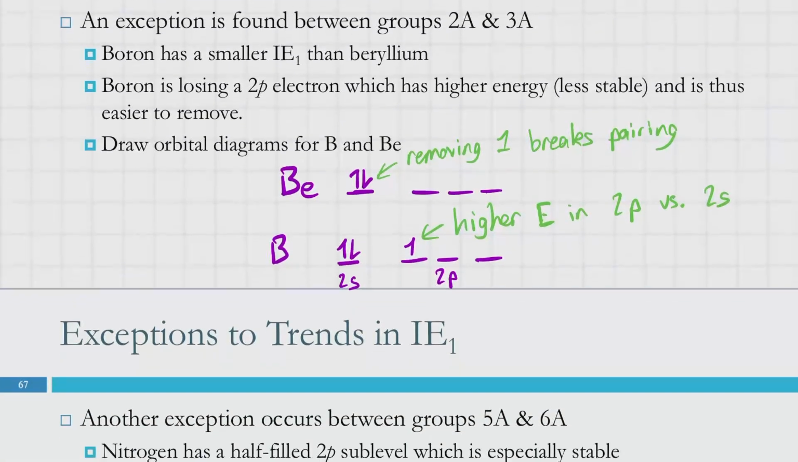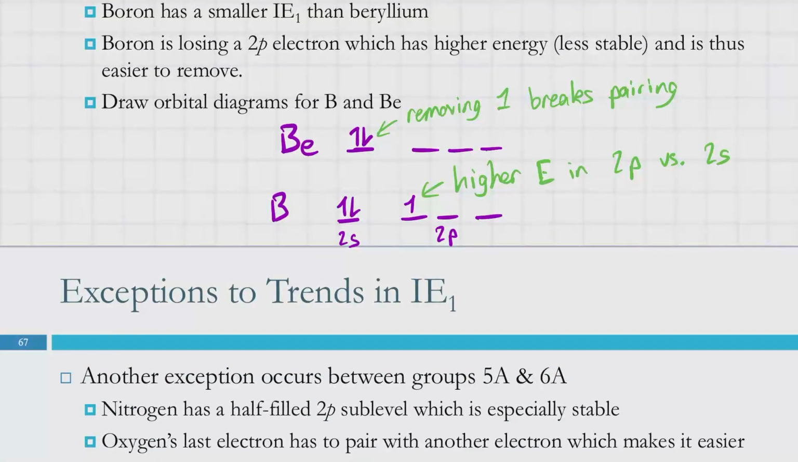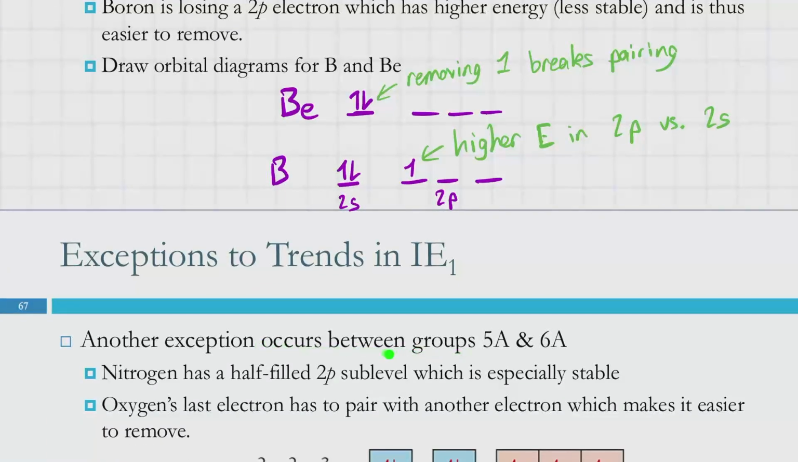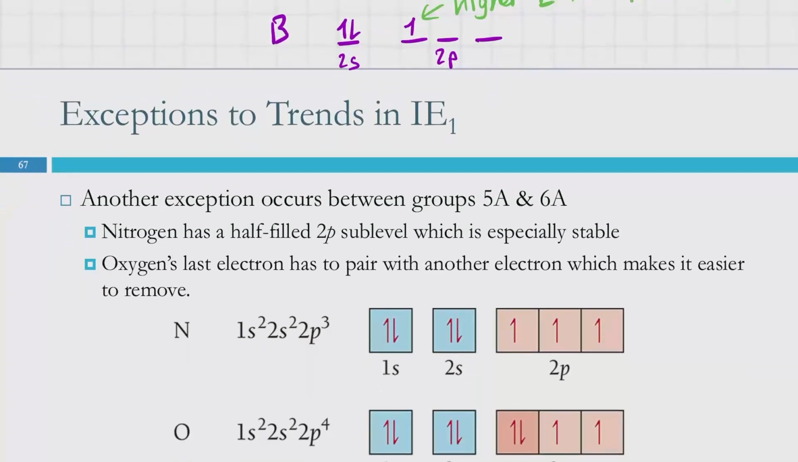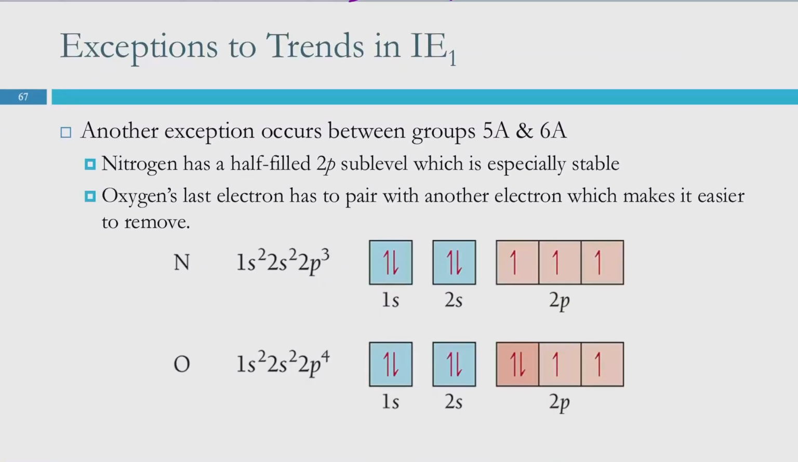Other exceptions to our trends in first ionization energy. There's another exception that occurs between our 5A and 6A groups. Our 5A is the nitrogen group, and our 6A is the oxygen group. If we're comparing nitrogen and oxygen, these are our orbital diagrams. For nitrogen, we've got a half-filled shell, so we've got good spin symmetry. They're all in the up direction.